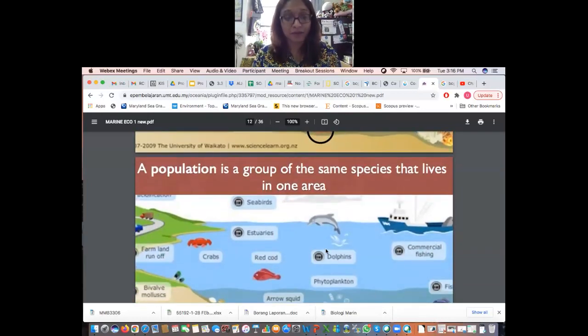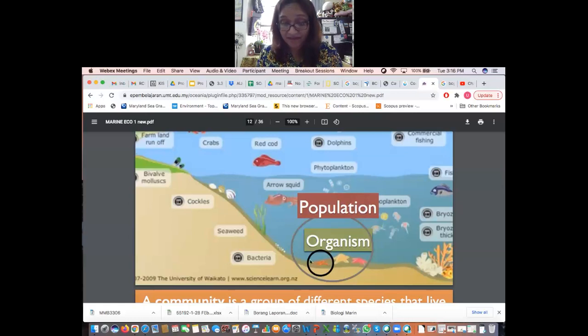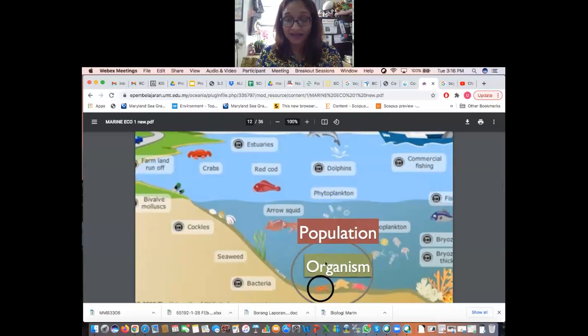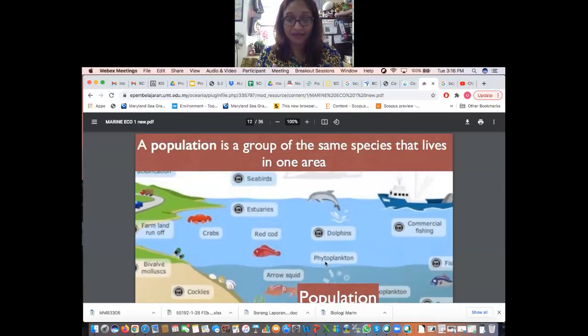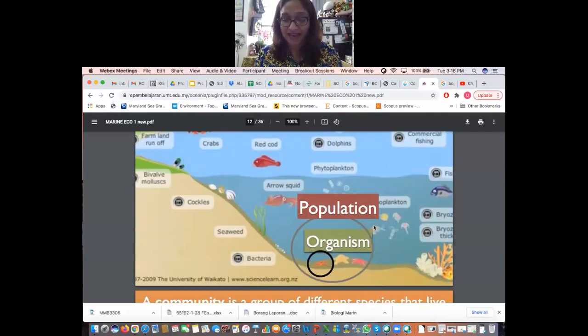Now, when you're talking about population, a population is a group of the same species that lives in one area. So now here you have a group of the same species that forms a population. I want you to think about this a little bit. A population is a group of the same species that lives in one area. By me highlighting this, can this be considered a population by right?